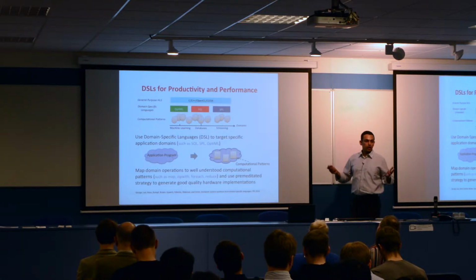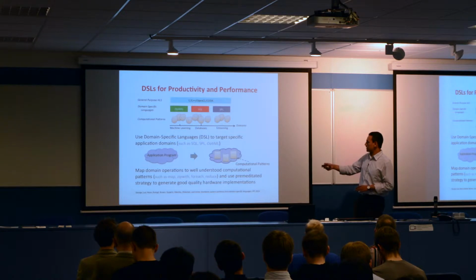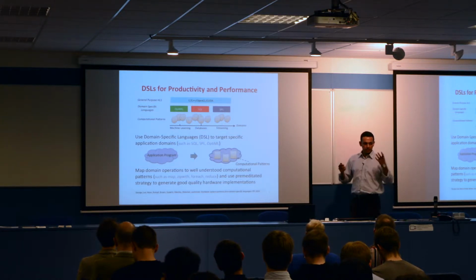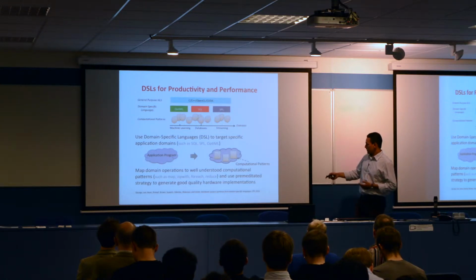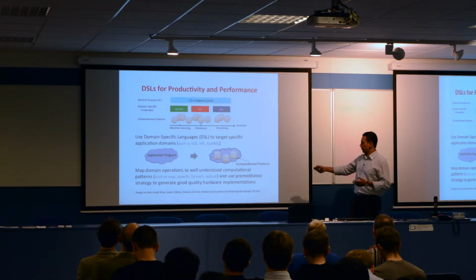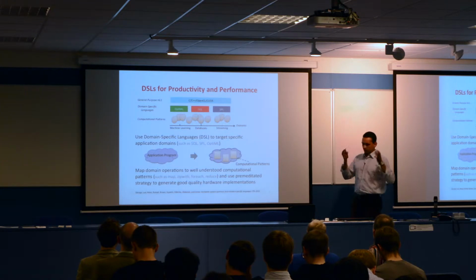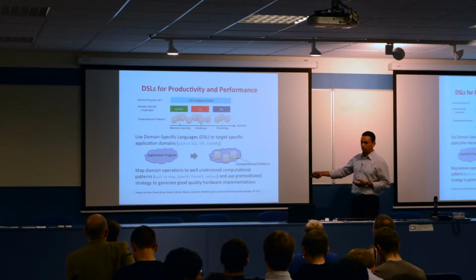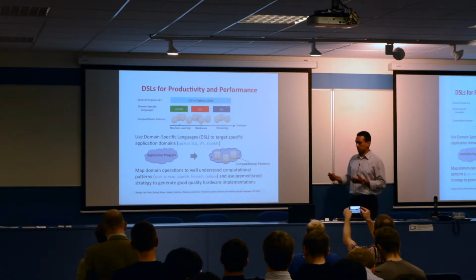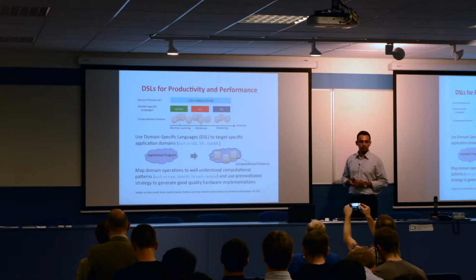This is akin to what Berkeley was talking about, the 13 dwarfs, if you are familiar with that. And then Lawrence Livermore was talking about 7 dwarfs before that. Essentially these are patterns which capture the domain's computation. The benefit is that the computational patterns, for example map, zipWith, foreach, reduce, give us a fixed set of components with which we build applications. For these fixed components, we can have premeditated strategies on how to optimize them and achieve good quality hardware implementations.